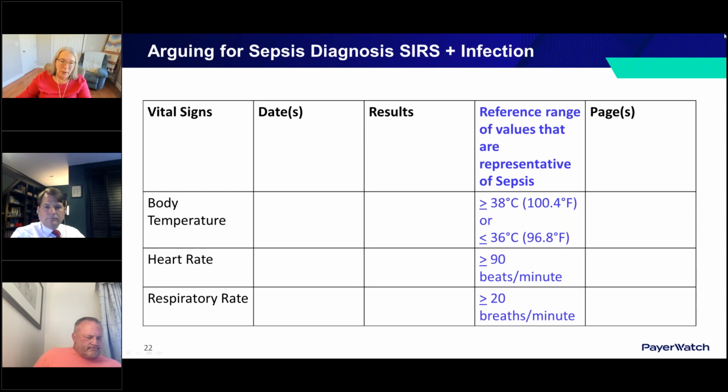One of the things that we do at PayerWatch is we will have tables built into our appeal letter template for sepsis and include the body temperature, the heart rate, and the respiratory rate that are representative of sepsis. So we know for SIRS plus infection, we're looking for a heart rate greater than 90. Technically that's not tachycardia. We usually think of tachycardia as 100 or greater. So you want to put your reference range for what's going to support the SIRS plus infection, so that you can document what page that is documented on in the record, what is the recorded body temperature, heart rate, respiratory rate, and what date were those recorded.